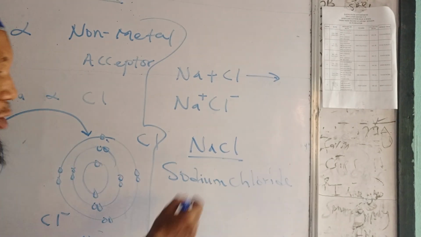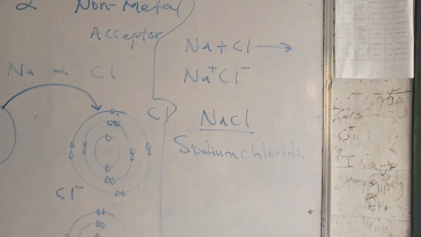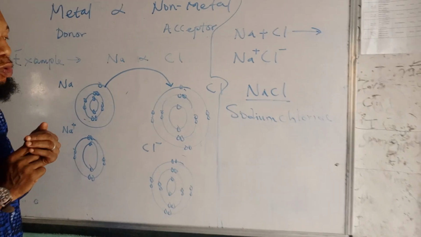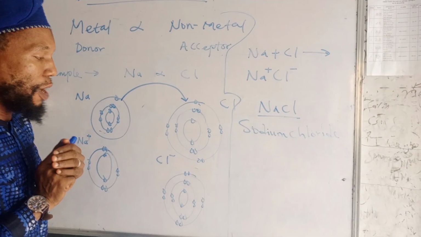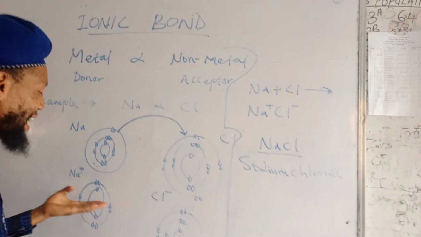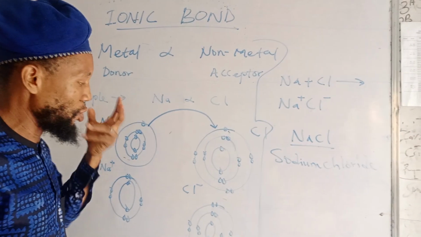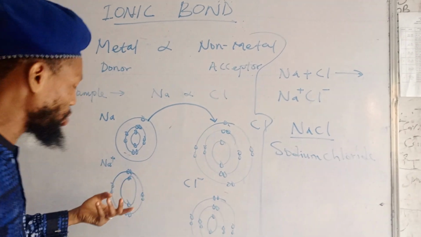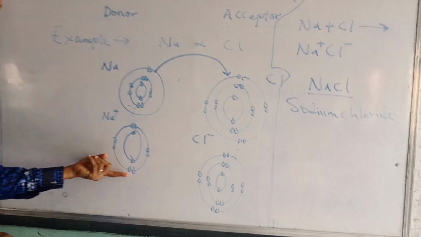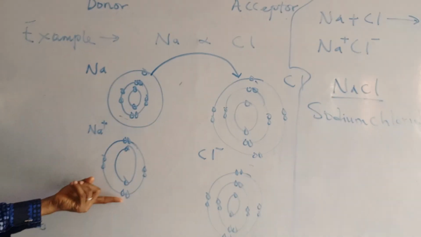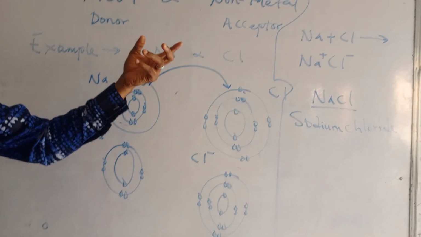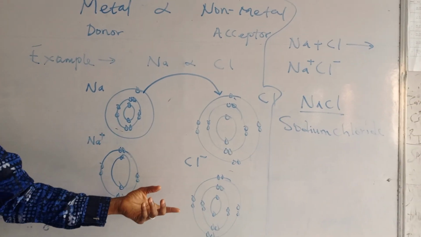This is an example of an ionic bond. A transfer of electron from the metal to the non-metal to form sodium chloride, which will make the atom initially neutral become positively charged, that is the metal, while the non-metal will become negatively charged.